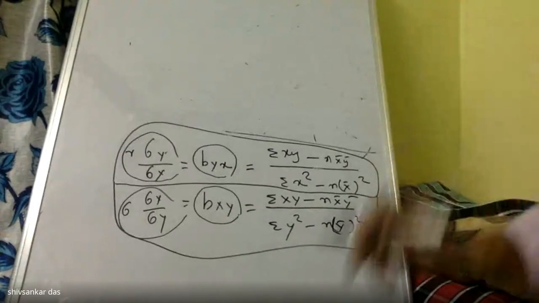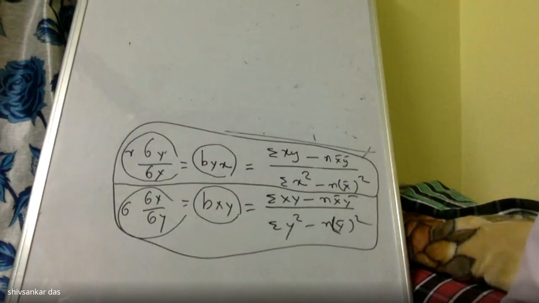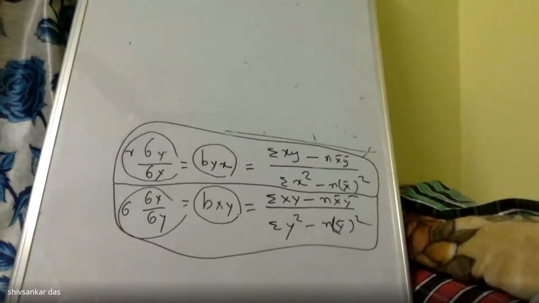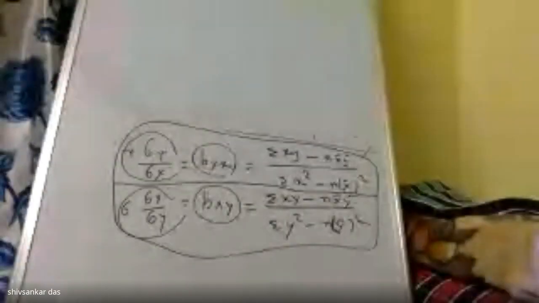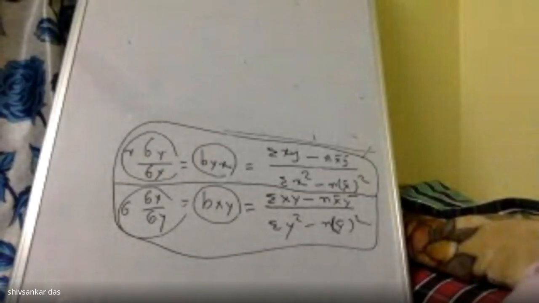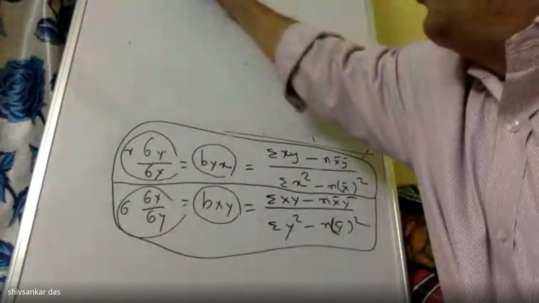Okay, so here I will give you a small example, so that it would be easy for you to understand what this is. In correlation and regression, calculate the regression coefficient.